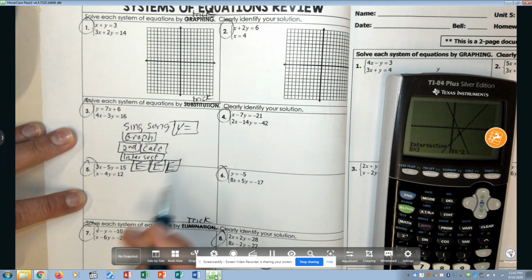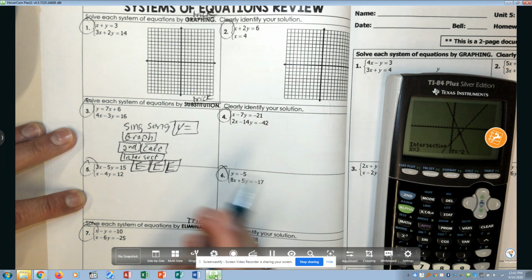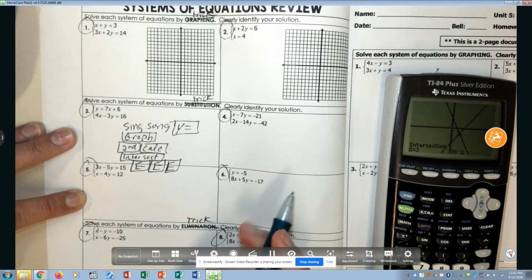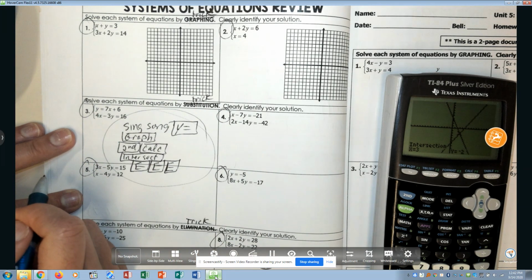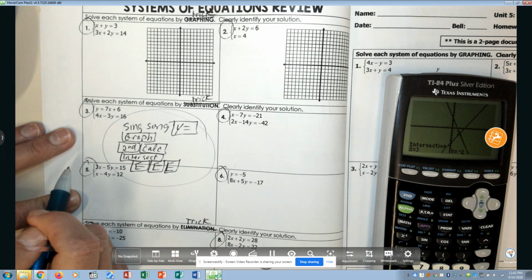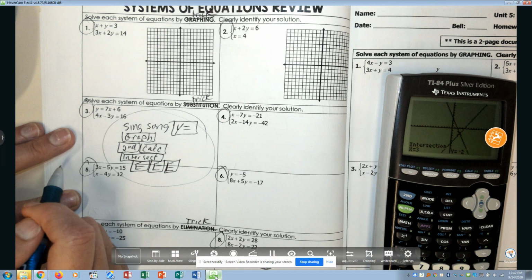If you get an error, it might be parallel. Okay, so look at your 2 lines and make sure they're not parallel. These are the steps that you always take. Tomorrow, this is what we're going to be doing all day, just playing around with our graphing calculators and figuring this out. Okay, have a good day.